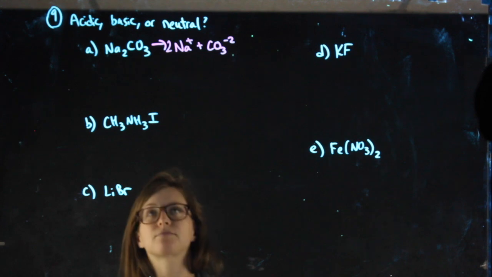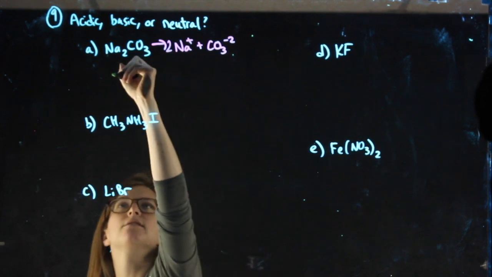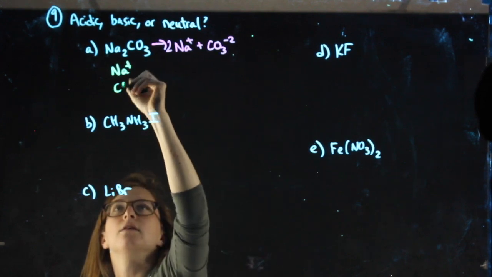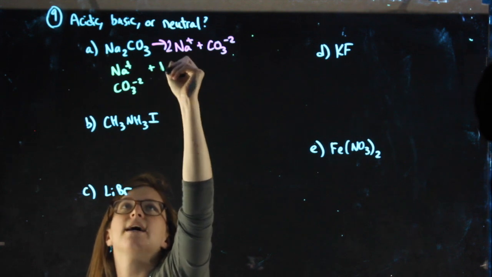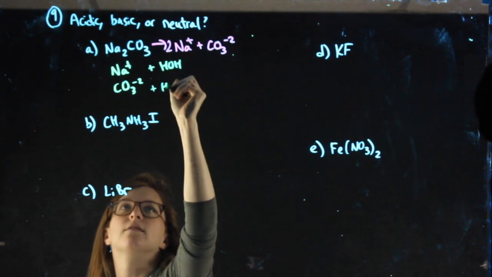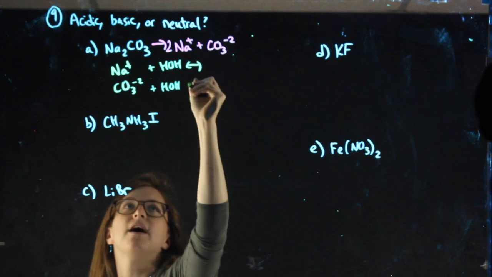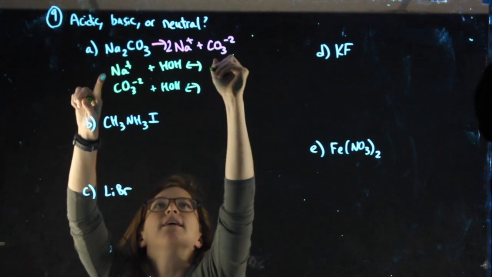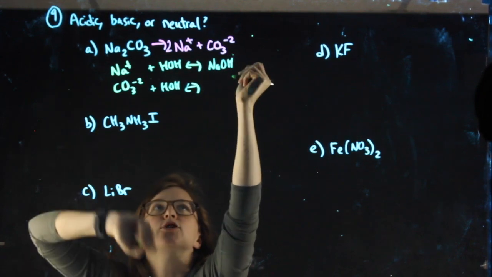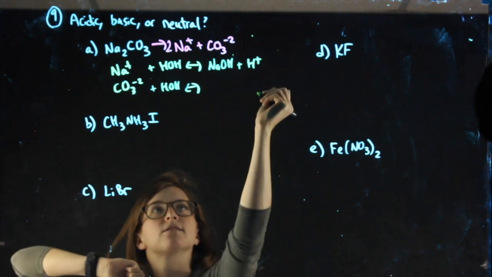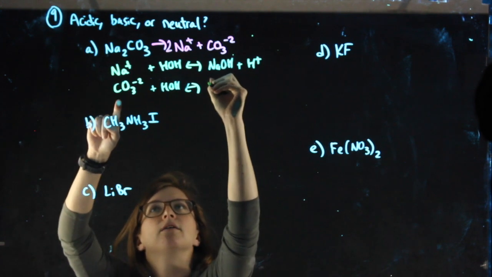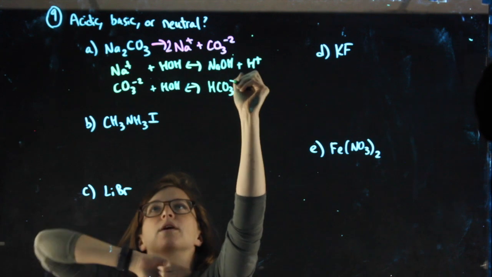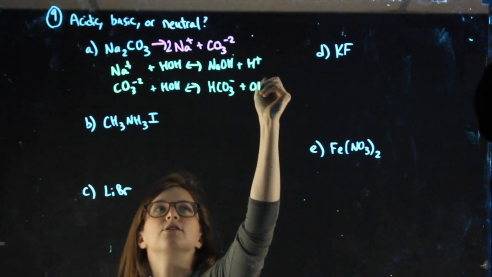Dissociated that salt. Now I take both of these ions and test them against water. The positive ion will always take the negative part of water, the hydroxide, and release H+. The negative ion will always take the positive part of water and release OH-.